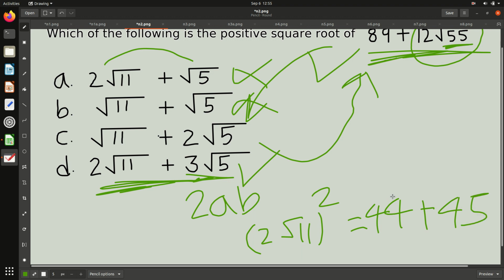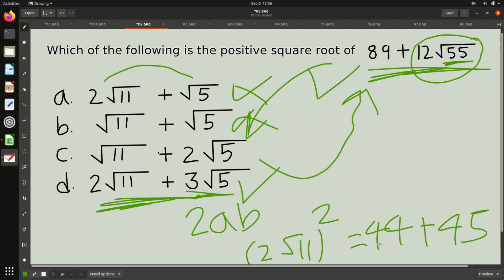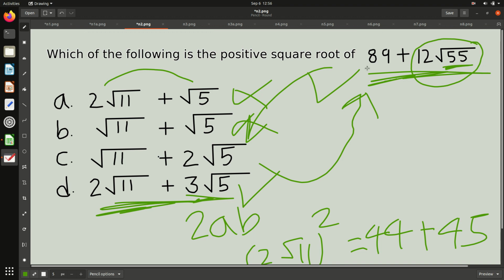So this is a square, 2ab is already 12 root 55, and this is b square. Add both of these, so 44 plus 45, which is 89. So you can see if you take the square of D, you will match this. So the answer will be option D.